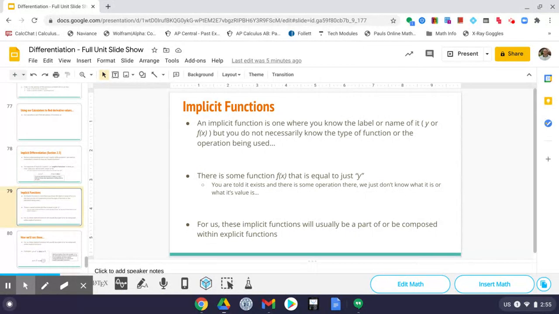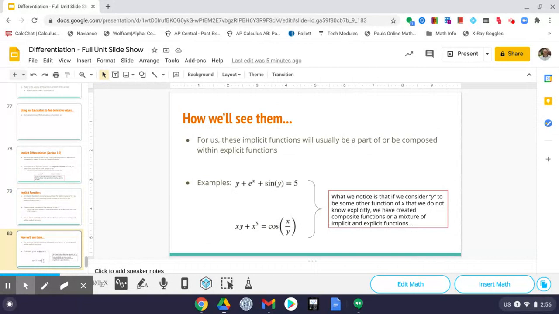Okay, so we are going to eventually take implicit functions such as y, or something being acted upon y, and use them as part of bigger overall explicit functions, or they're going to be composed with other explicit functions. And so I'm going to slow down here just a second, because I know I'm using a lot of the same words, and this is probably a bit confusing. So the next slide is going to give you an idea of how they'll look, right, and how we'll see them.